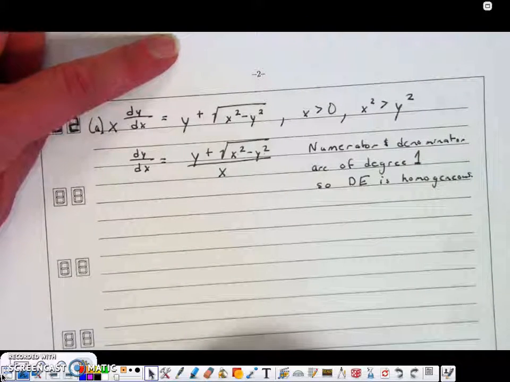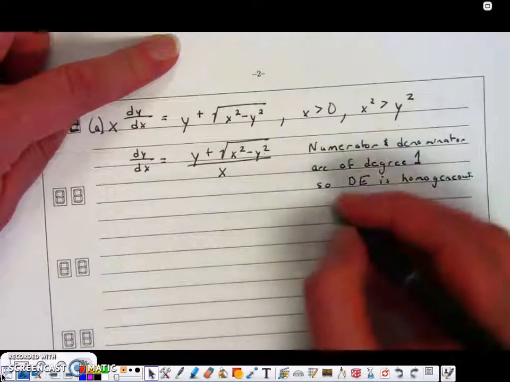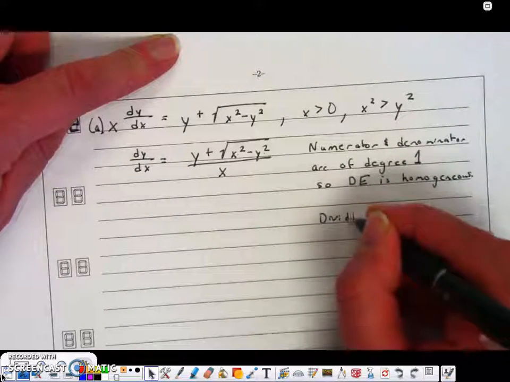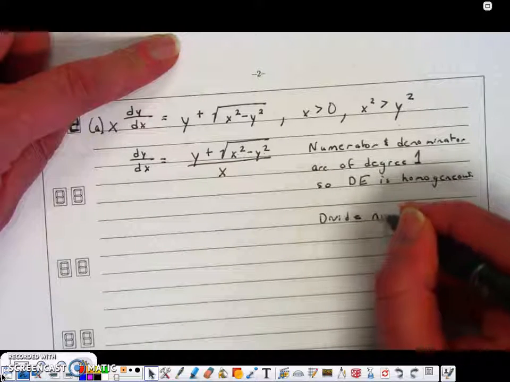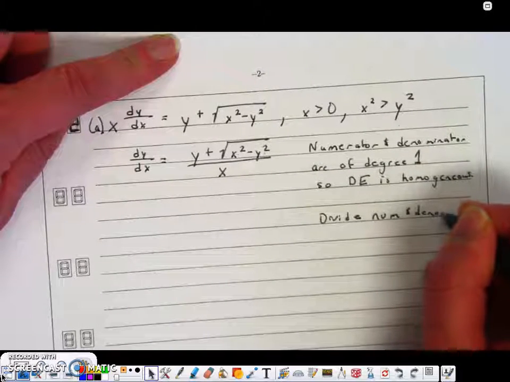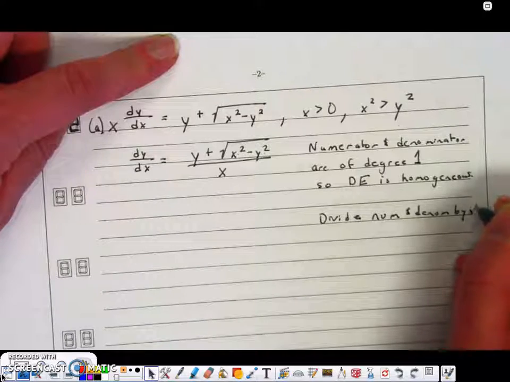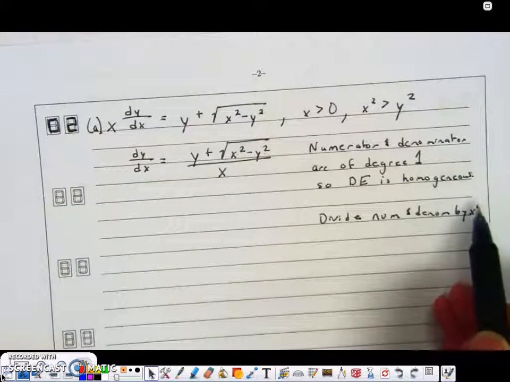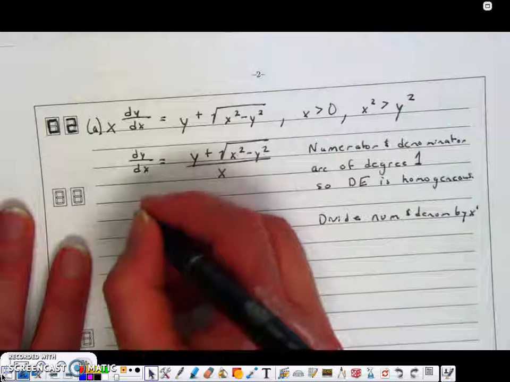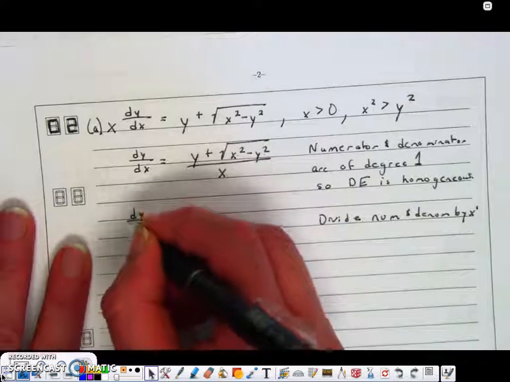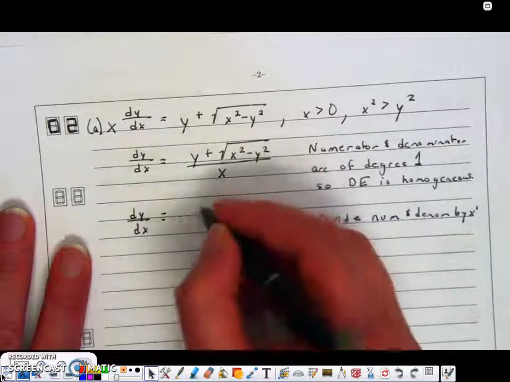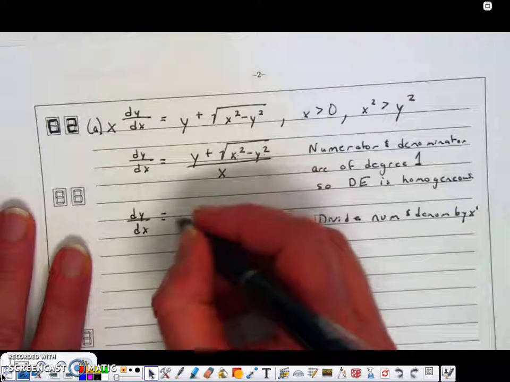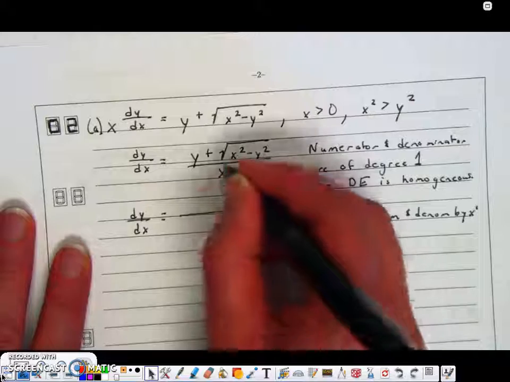In B, they actually want you to solve. What you do is you divide the numerator and the denominator by x to the 1, x to whatever the power was of the degree. So we have dy/dx. If you're doing that in both the numerator and the denominator, you're essentially dividing by 1 on this side, which doesn't change anything. So divide every single term.